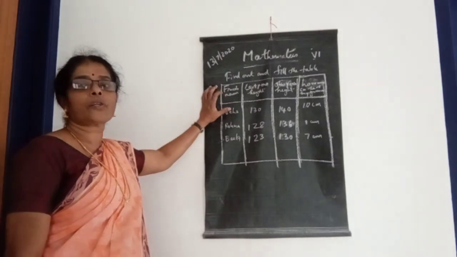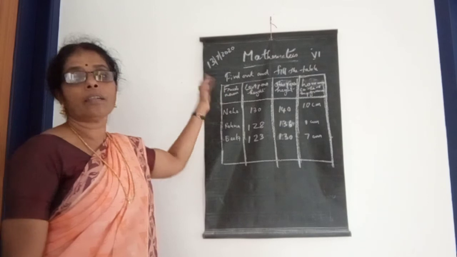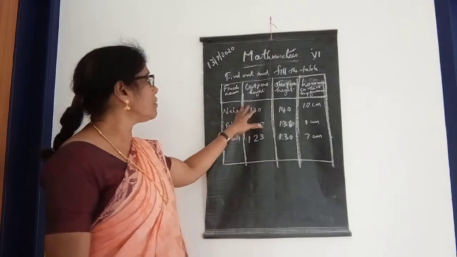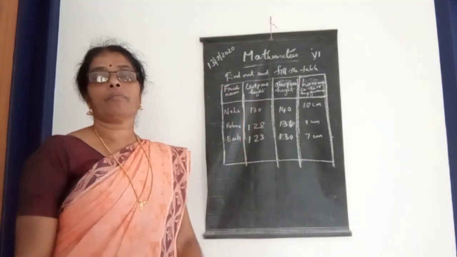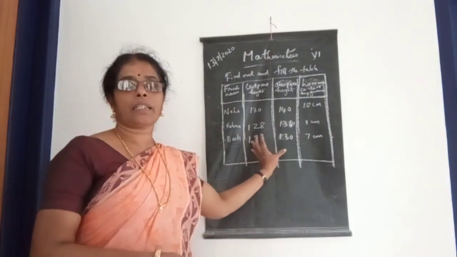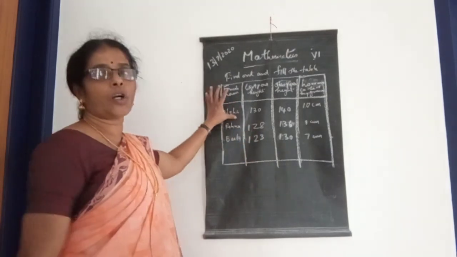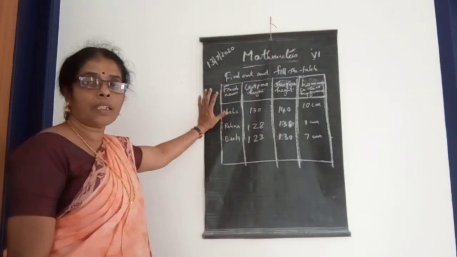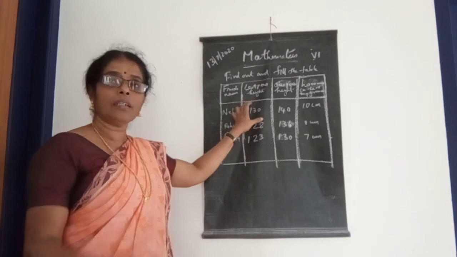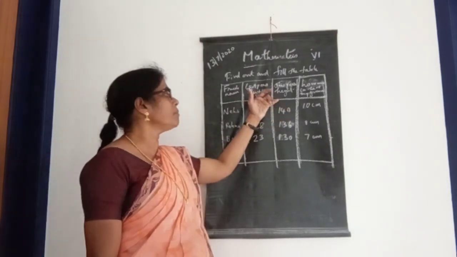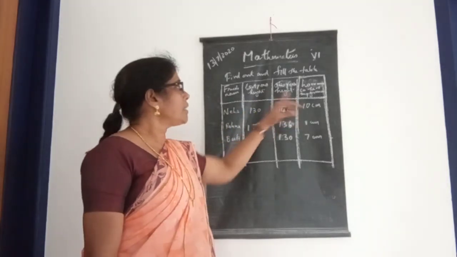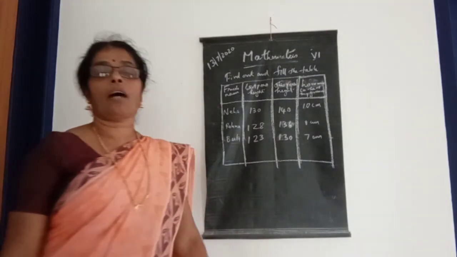Now in the first column, your friend's name. You can call and ask your friends what the height was last year and what the height is this year, and you can find out. Here I have already given an example for that. Listen here. The first column is the friend's name, the second column is last year's height, the third column is this year's height, and the last column is how many centimeters they have grown.